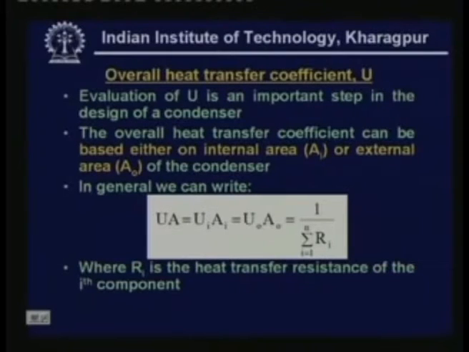So first, as I have already mentioned, in order to estimate the area we have to first find out what is the overall heat transfer coefficient U. So evaluation of U is an important step in the design of a condenser. The overall heat transfer coefficient can be based either on internal area AI or external area AO of the condenser. In general we can write the product UA, that is equal to UI AI, which is equal to UO AO, which is nothing but 1 by summation of Ri, from i is 1 to n, where Ri is nothing but the heat transfer resistance of the ith component.